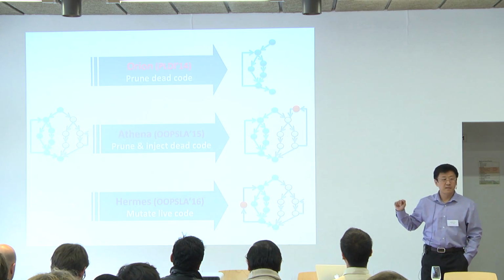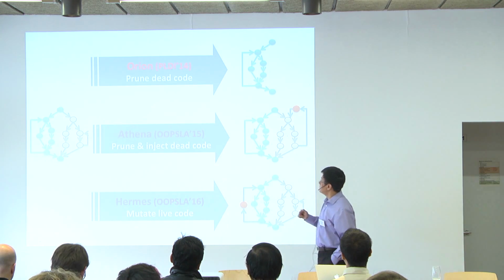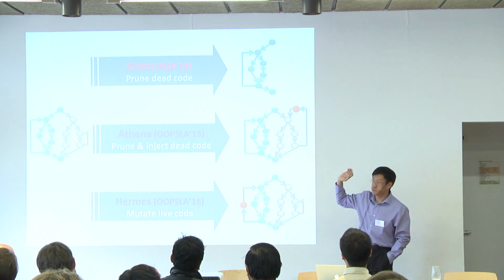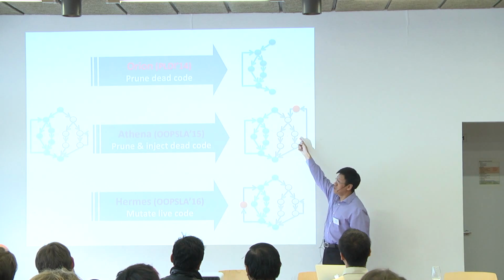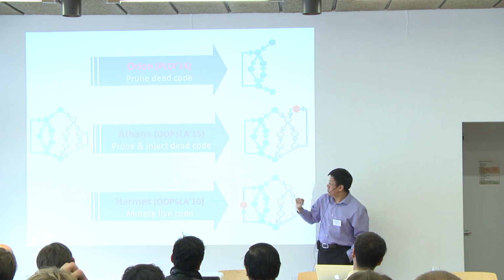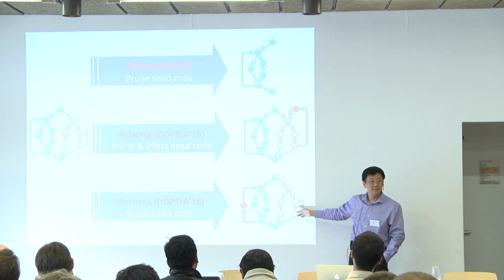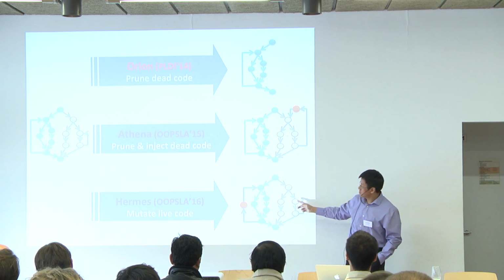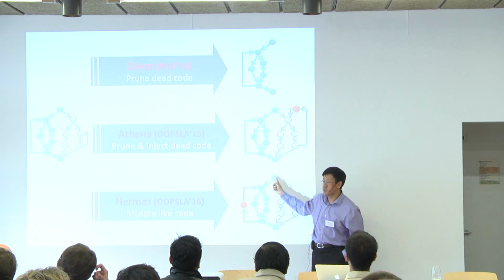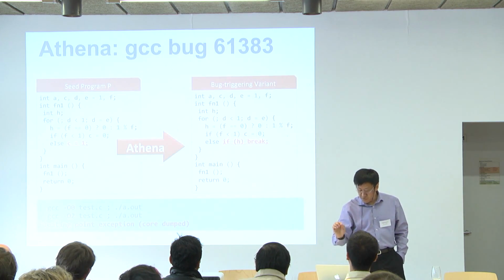And since then, we have also gradually built two other realizations of the EMI testing idea. One is called Athena. Orion just prunes code randomly from the dead code regions, while Athena not only prunes, but also injects code into these dead code regions. And then the most recent one: because manipulating the dead code regions is quite imaginable, we asked, can we try to do something with the live code regions? So that's the latest piece of work, where we try to mutate the live code regions, but still maintain the EMI property. Let me use some examples to illustrate.